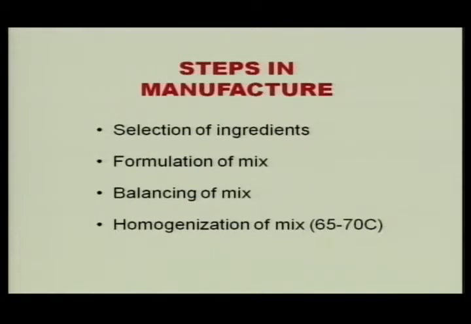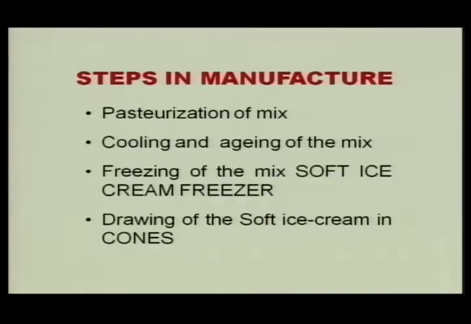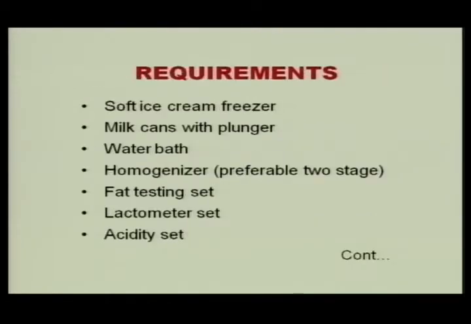Now, what are the steps involved in the manufacture? Let us take first the selection of ingredients, then formulation of mix, balancing of mix, homogenization of the mix at 65 to 70 degrees centigrade, then pasteurization of mix, then cooling and aging of mix, and then freezing of the mix in the soft ice cream freezer and drawing out the ice cream. These are the steps we had studied in the theory component, and we will go into detail here.